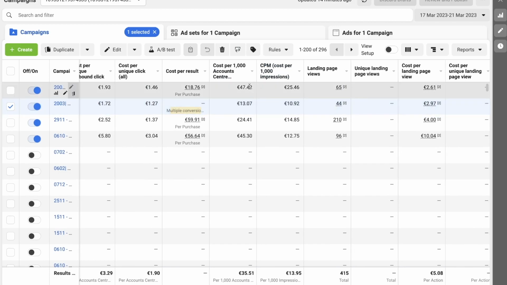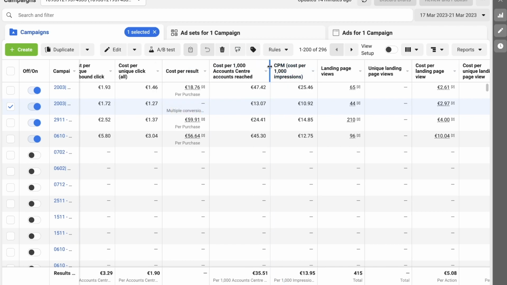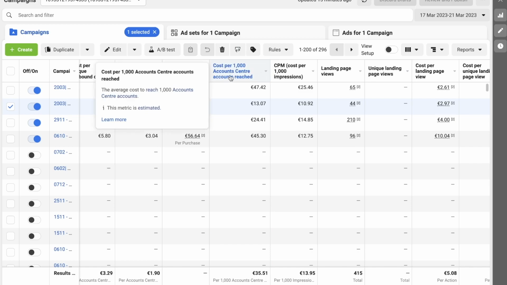Now we're getting more interesting KPIs here. For example, what is this? Cost per 1,000 accounts center. What? I've never seen this. The average cost to reach 1,000 account center accounts. I don't know at all what this metric is.